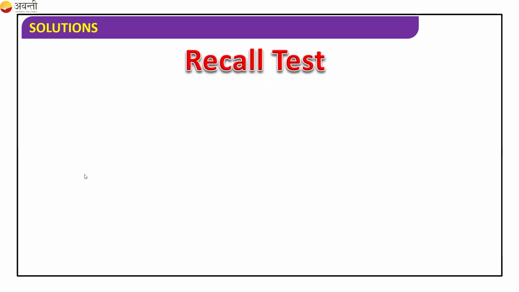The first question is, give an example for gas in solid type of solution. Yesterday we discussed the classification of solutions, right? In that we discussed some 9 types. One among them is this, and you have to give me the example for this type.